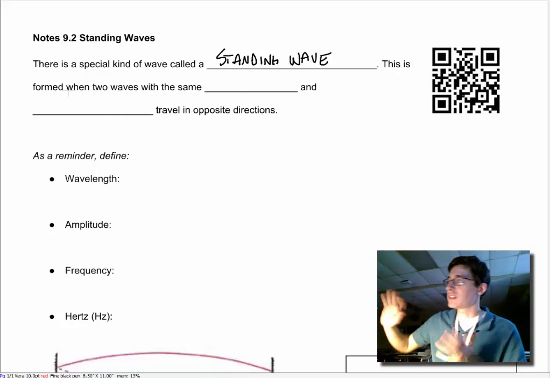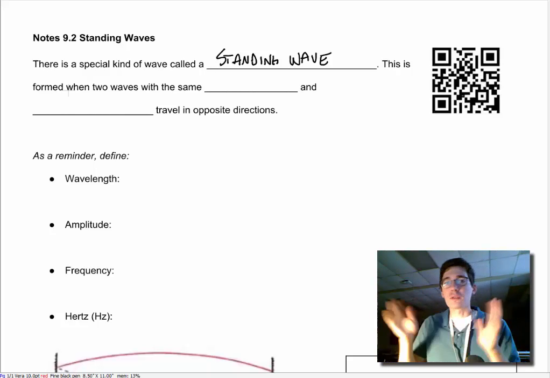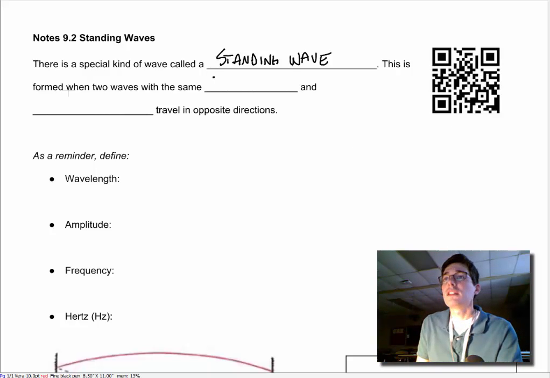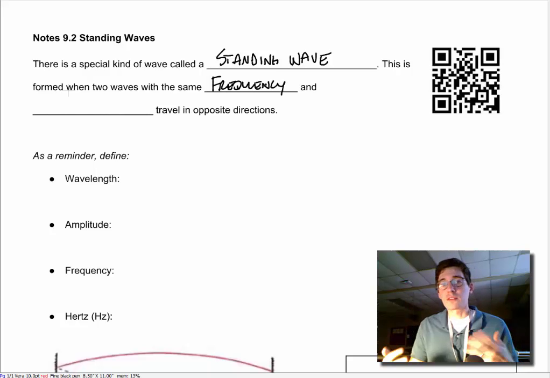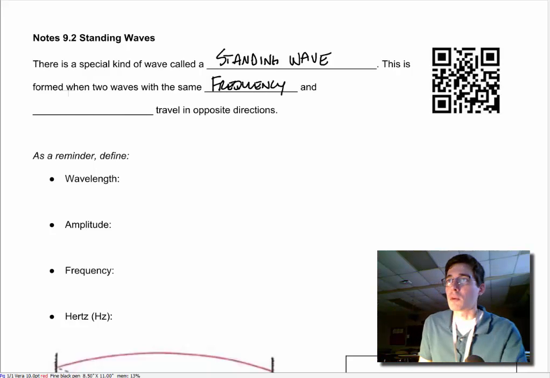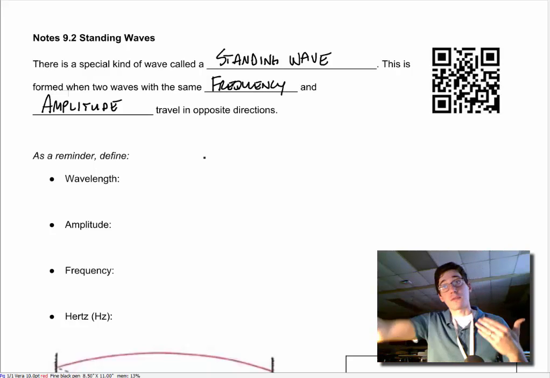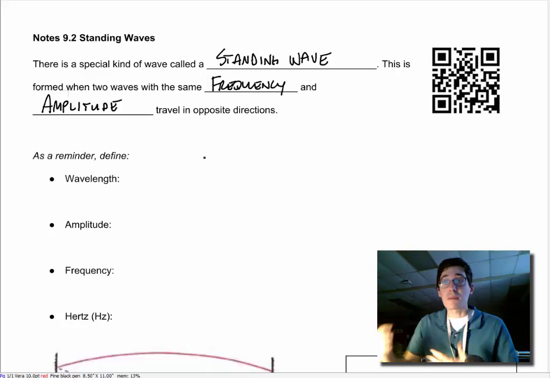If you go outside and yell against a building, or you clap really loud, you hear an echo, that bounce back. That's a reflection. And a standing wave is formed when two waves with the same frequency, so they have the same number of waves per time period, and the same amplitude travel in opposite directions. So I send a wave one direction, its reflection comes back at the same strength.